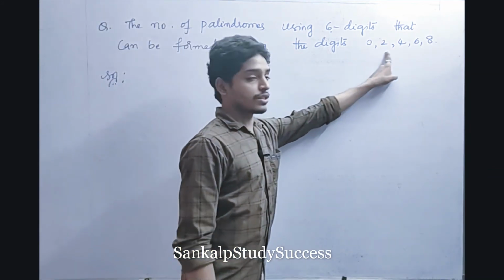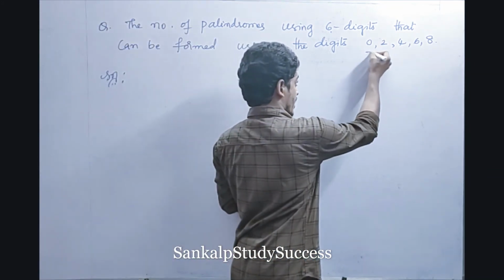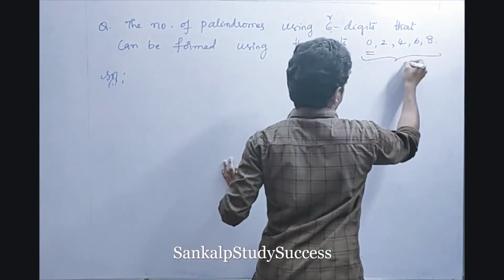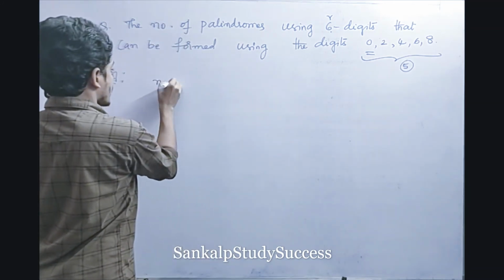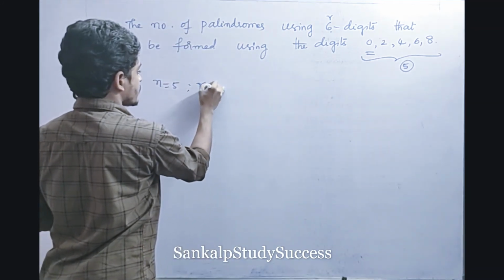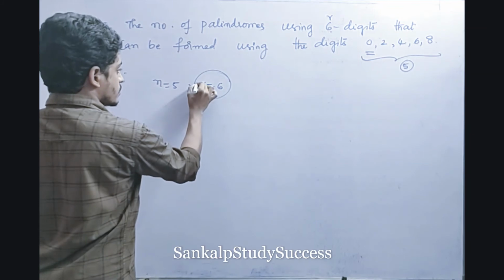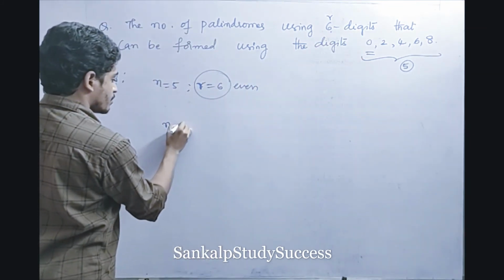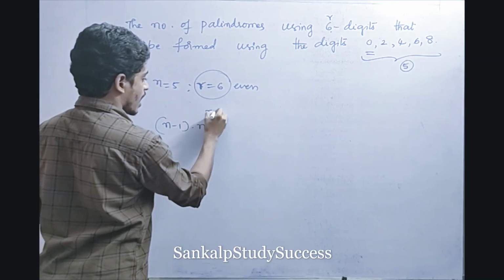So next one, friends: the number of palindromes using 6 digits that can be formed using the digits 0, 2, 4, 6, 8. Here 0 is included, right? So 0 is included, and here r equals 6. What is the value of n? n equals 5. So n equals 5, r equals 6. When 0 is included and r is even, what is the formula, friends? n minus 1 into n power (r minus 2) by 2.